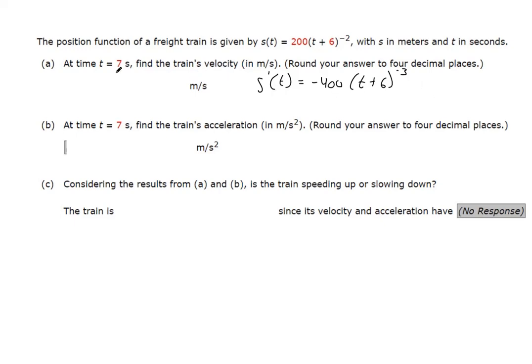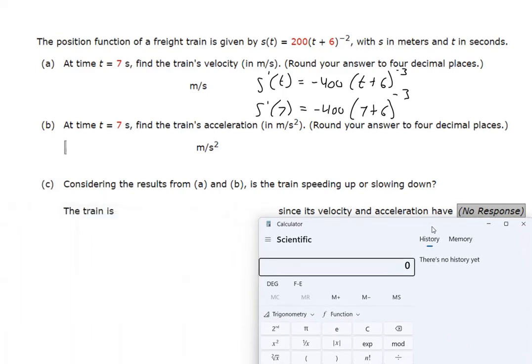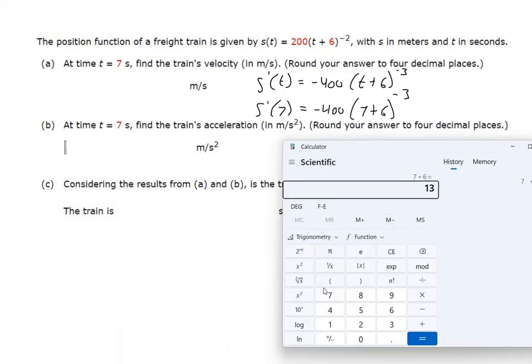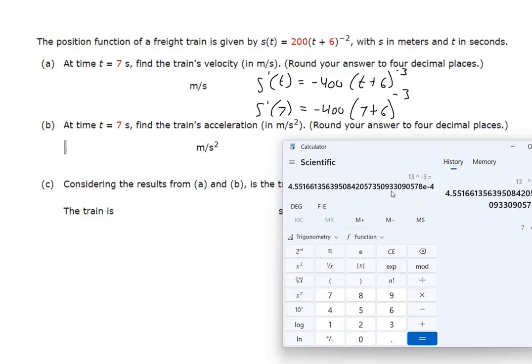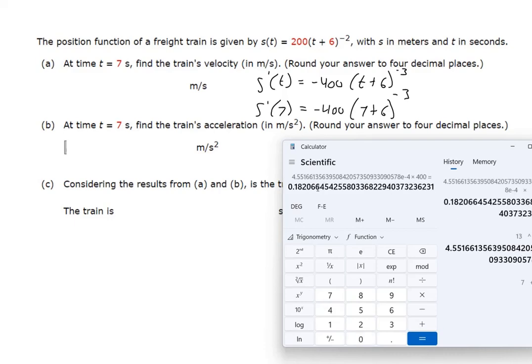Okay, so they wanted velocity at t equals 7, so all we have to do is plug in 7 for t. And then with my calculator, 7 plus 6, and then I raise that to the -3rd power. So that's like 1 over 13 to the 3rd, right? But we can just use the negative power part of our calculator. And we multiply that by -400, so that's -0.1821 to 4 decimal places. -0.1821.